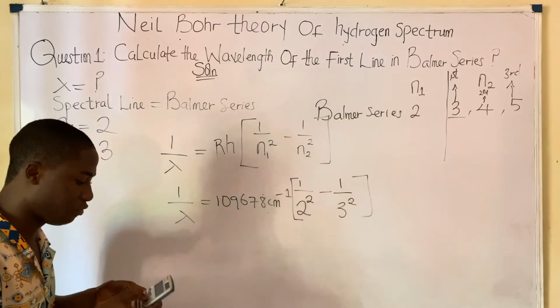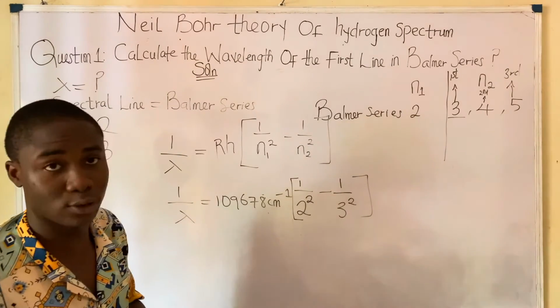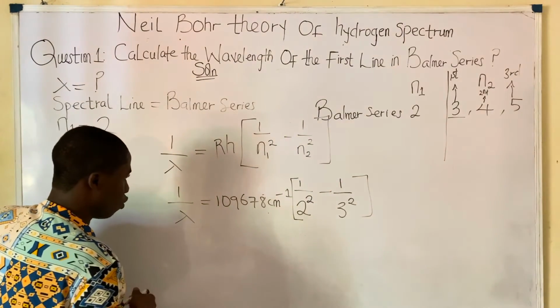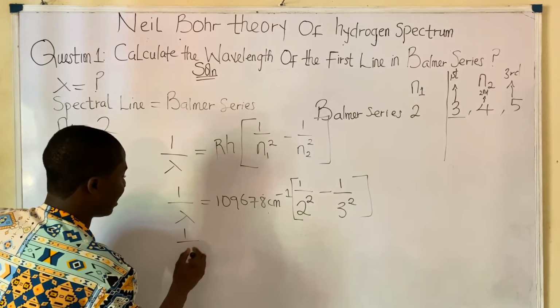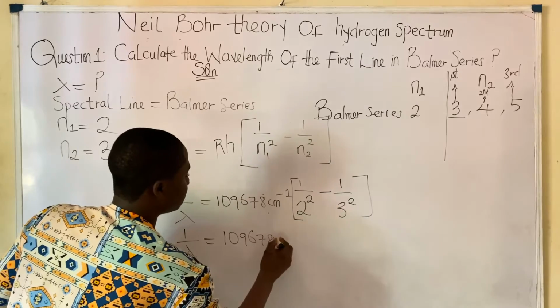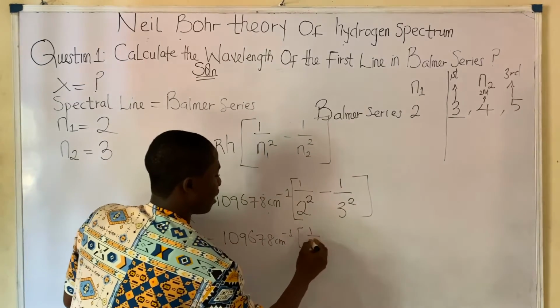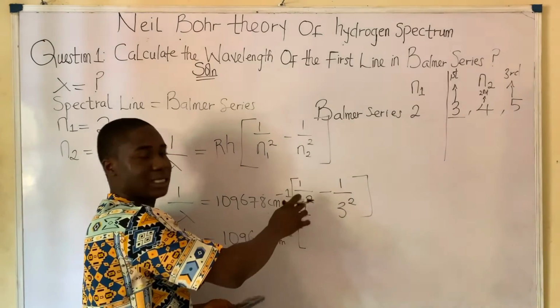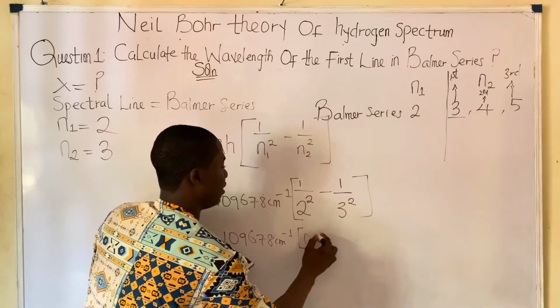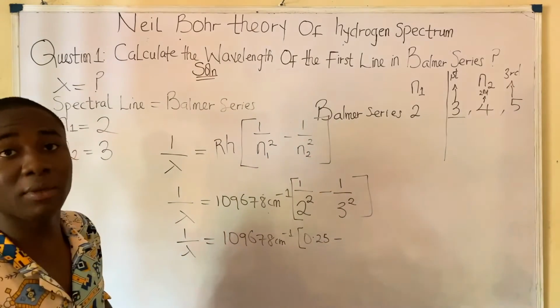So 1 over 2 squared, that's 1 over 4, or 0.25. Okay, so 0.25. So 1 over lambda will now be equal to 109,678 per cm. Okay, 1 over, sorry, I've evaluated this, and I had 0.25 minus. Now let me just be clear here.